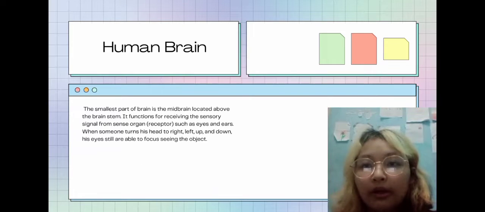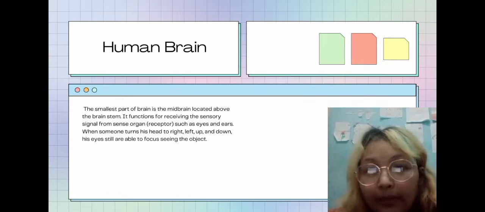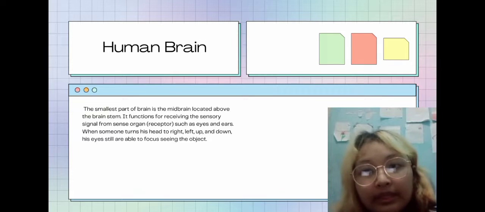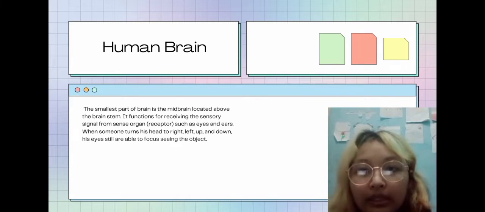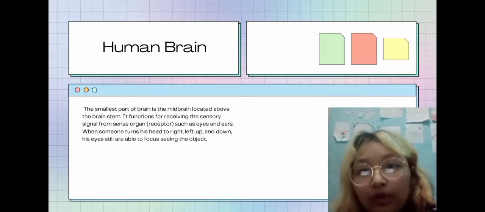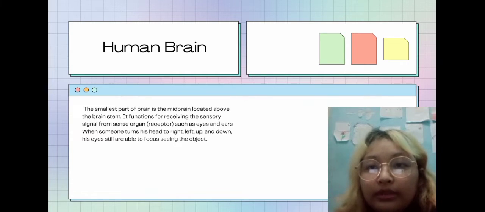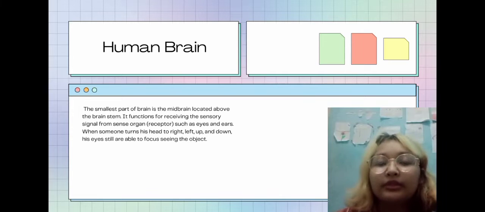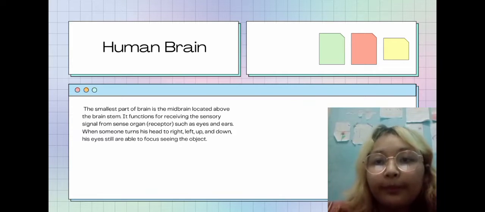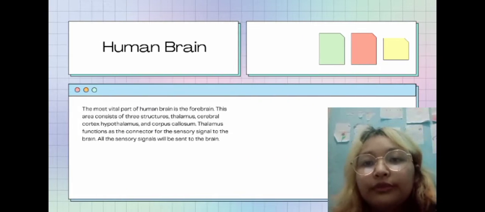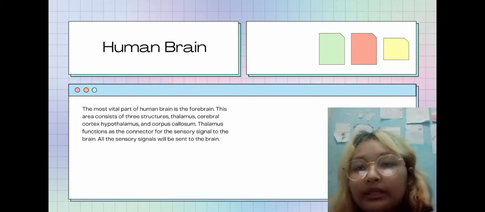Then the smallest part of the brain is the midbrain, located above the brain stem. It functions to receive sensory signals from sense organs such as the eyes and ears. When someone turns his head to the right, left, up and down, his eyes are still able to focus on seeing the object. This is because of the process of the midbrain.